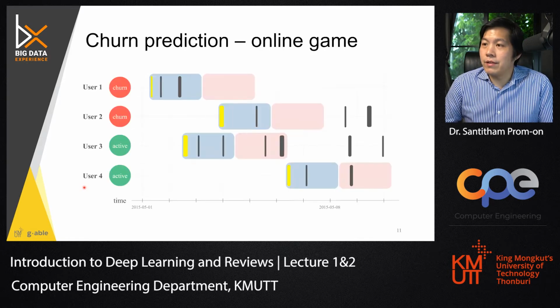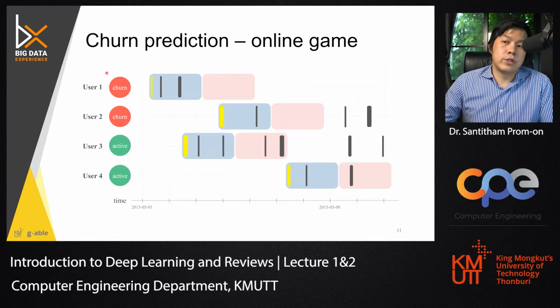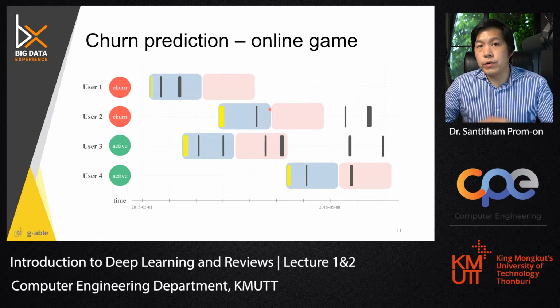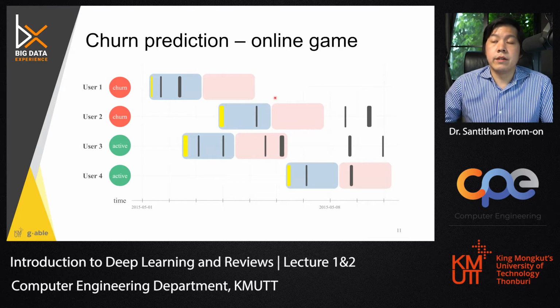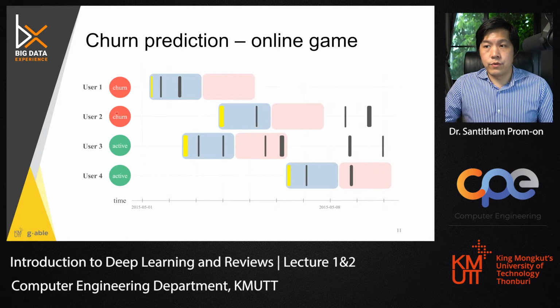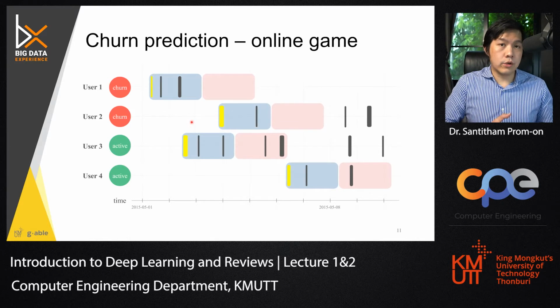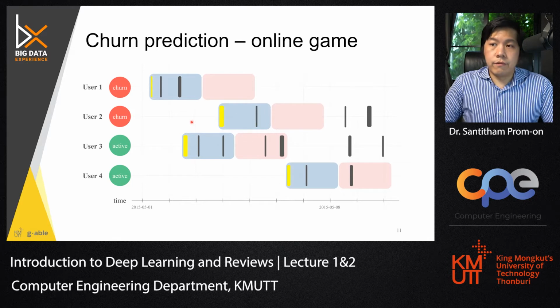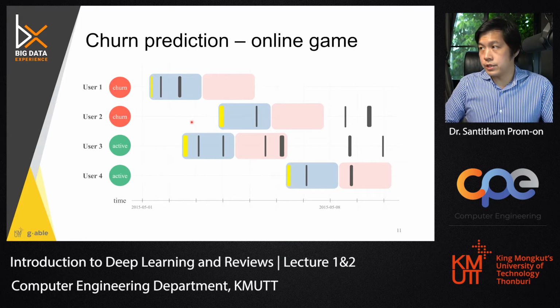For example, you might want a task like churn prediction, online game churn prediction. You might want to predict which user will churn, or not return to the game, based on playing patterns. In that case, you have the label as churn and not churn, active and not active, and then you have the previous historical data of those users playing the game in sessions.